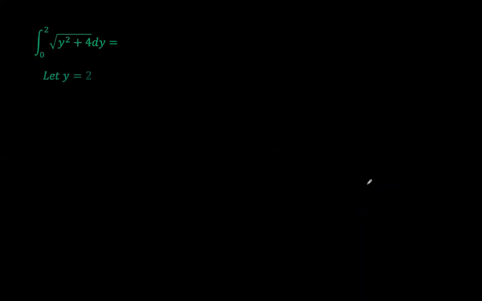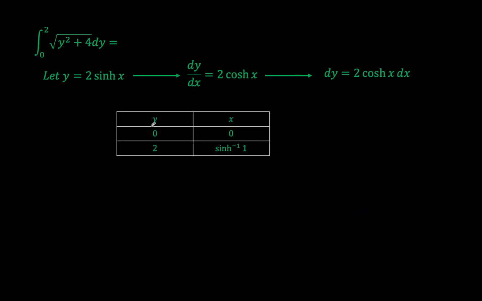So if we take the option where we say y equals 2 hyperbolic sine of x, or sinh x, therefore dy/dx is 2 cosh x. That means that you can substitute for dy with 2 cosh x dx, right? And then now if you have the limits 0 and 2 for y, when y is equal to 0, that means that 0 equals 2 sinh x, and divided by 2 means that sinh x is equal to 0.